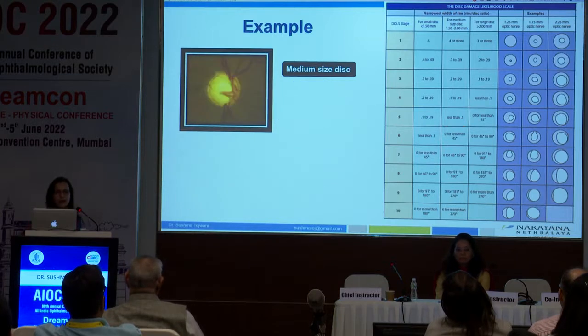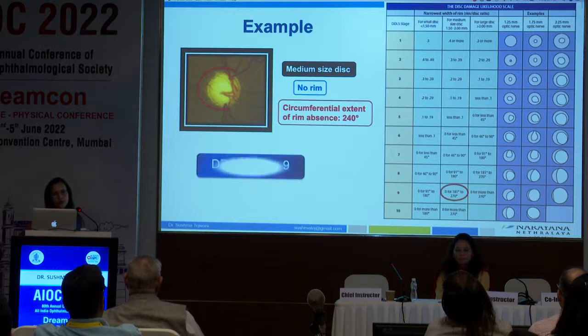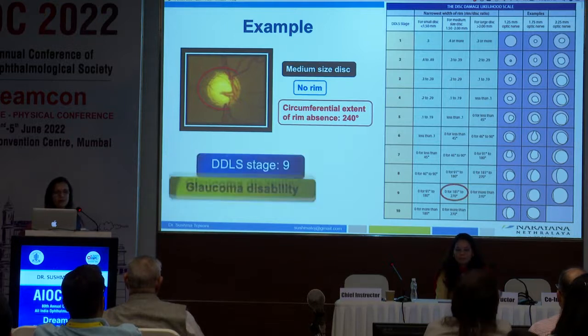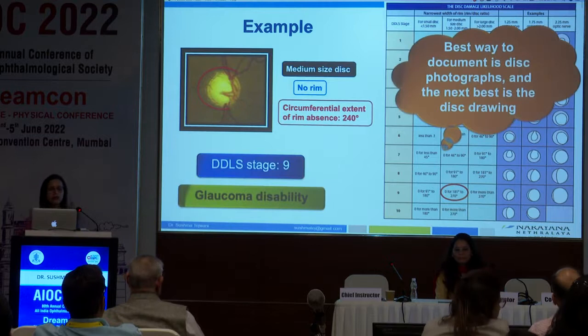And this is an advanced damage. You can make out no rim, almost 240 degrees circumferential extent of rim absence. So this fits into stage 9. So this is a glaucomatous disability. So that is how DDLS helps.